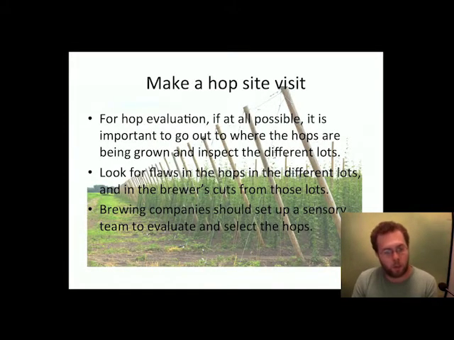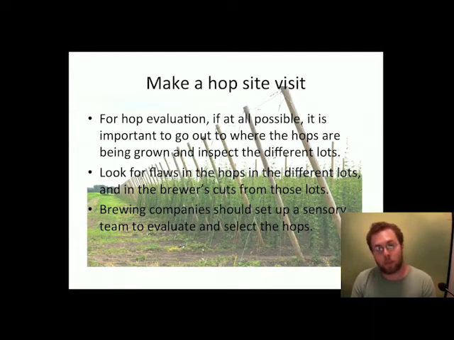So first, you're going to want to make a hop site visit. If at all possible, go out to where the hops are being grown and inspect the different lots that are available to you. You want to look for flaws in the hops in the different lots. Lot to lot, you can find a good amount of variation. And you're going to look at the brewer's cut, which we're going to talk about later, that comes from those lots to analyze what, in general, that hop lot is like.